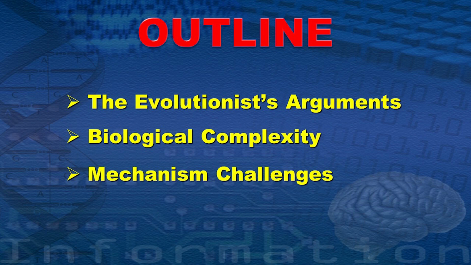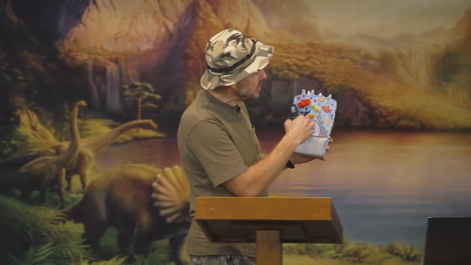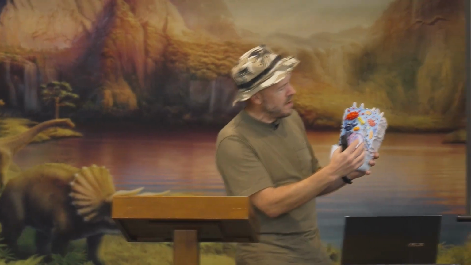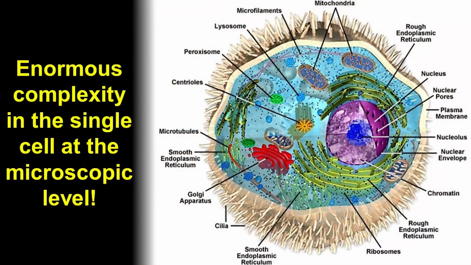Story. Okay, let's real quick touch on biological complexity and mechanism challenges. Did you know there's no such thing as simple life? Simple single-cell bacteria are crazy complex. We've got all these amazing little parts in here: the cell nucleus, the ribosomes, the mitochondria, the energy plants, the Golgi apparatus, transportation mechanisms, waste disposal, ways of shipping things from one part of the cell to another, cell trafficking, and it's all this crazy amount of complexity. And the cell wall holds it all together, and the information is all packed in the genome. And yet, how do you have a cell that has some of those, but not all of it? Nobody can answer that question.